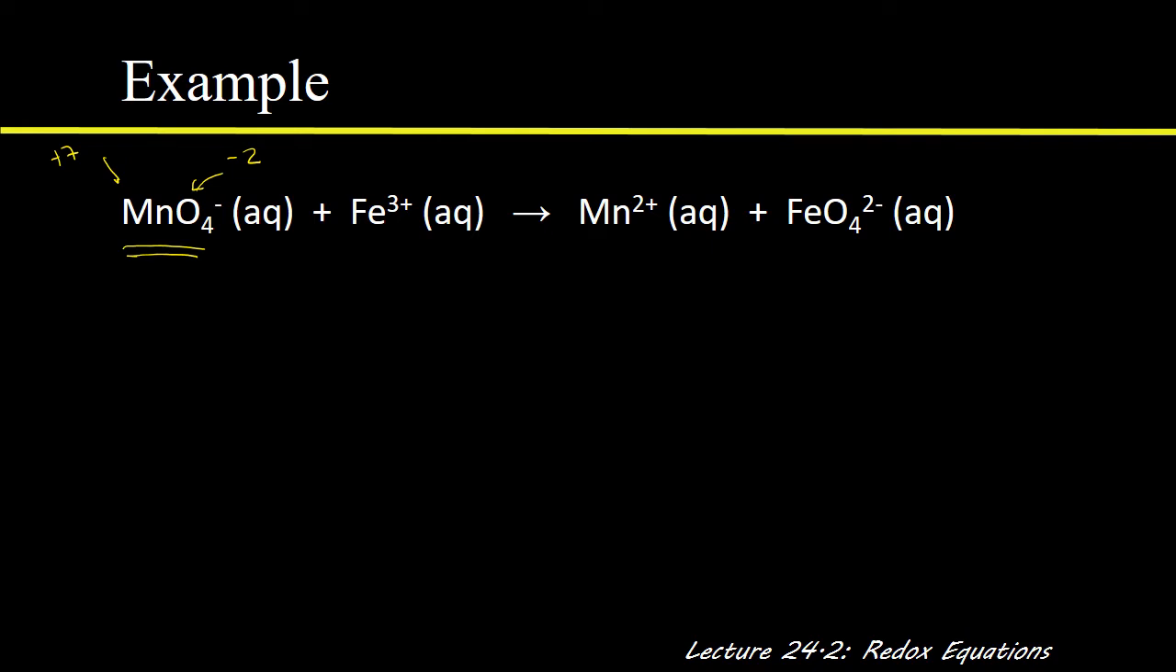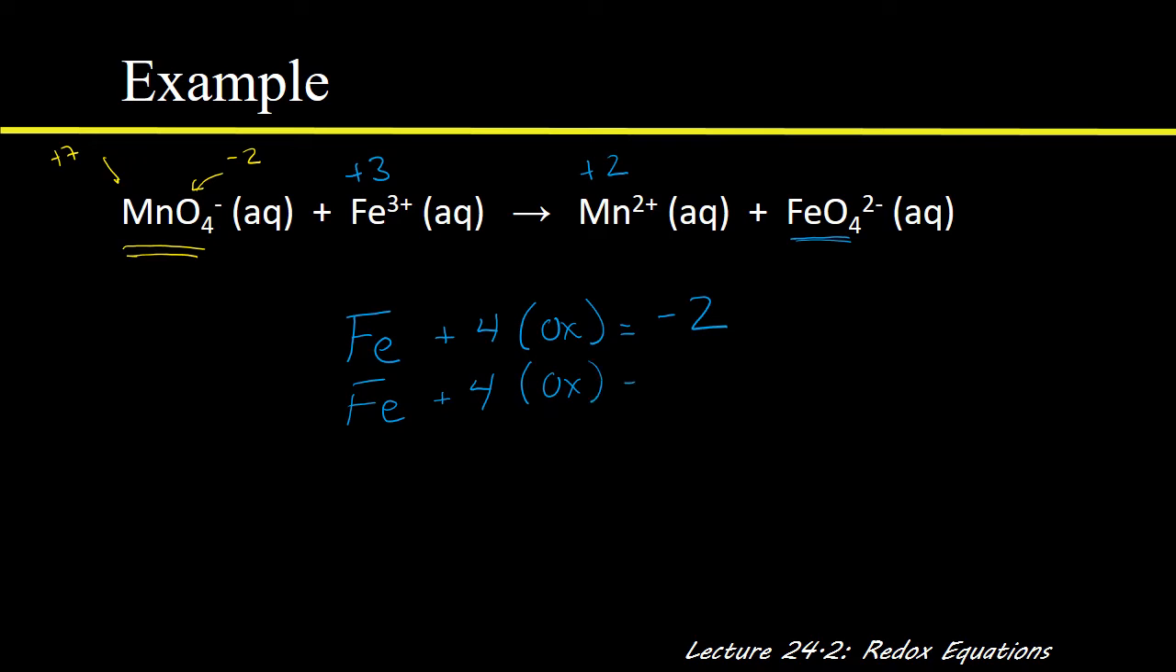And the iron, of course, is +3. Manganese here, this is easy, is +2. And then we've got this ferrate ion here. I'll just whip through this one. You guys might have already beaten me to the end on this one.